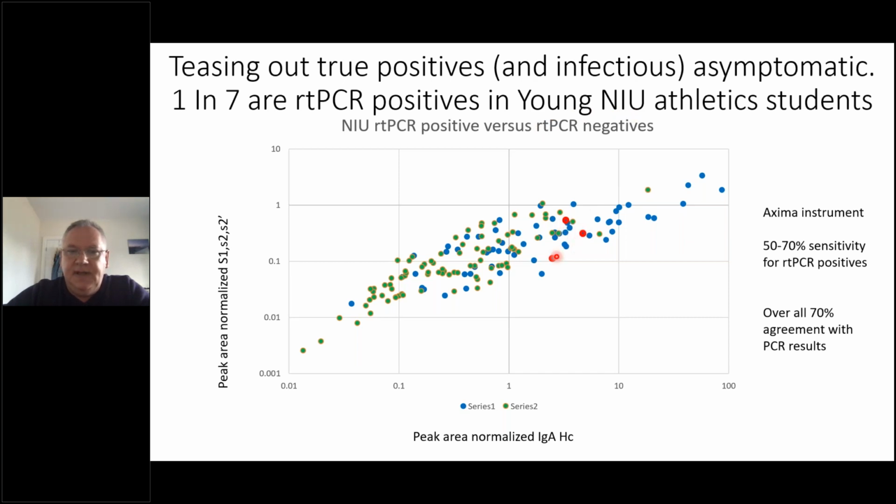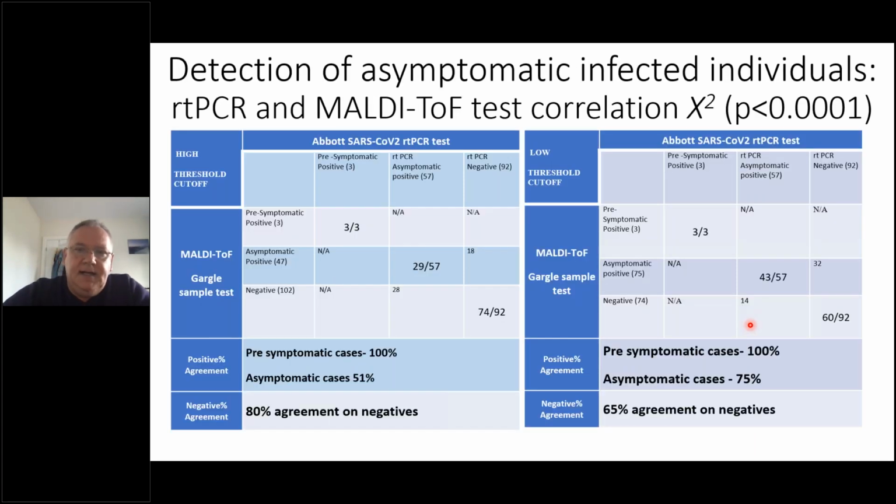So in red here, we have the people who did develop symptoms, the blue are the RT-PCR positives, and the green are the RT-PCR negatives. Now, depending where you draw your cutoff, it could be here or here. We decided amongst all of this analysis that we wanted to see that you had an immunological response, an elevated level of IgA heavy chain, and whether we could pick up either the S1 or the S2 and its S2 derivative peaks, which I'm going to show you in a minute. Overall, we had about a 70% agreement with PCR tests, which is so much better than the agreement that was occurring with lateral flow devices. And this is significant. We can pick up all of the pre-symptomatics in agreement with the Abbott SARS-CoV RT-PCR test.